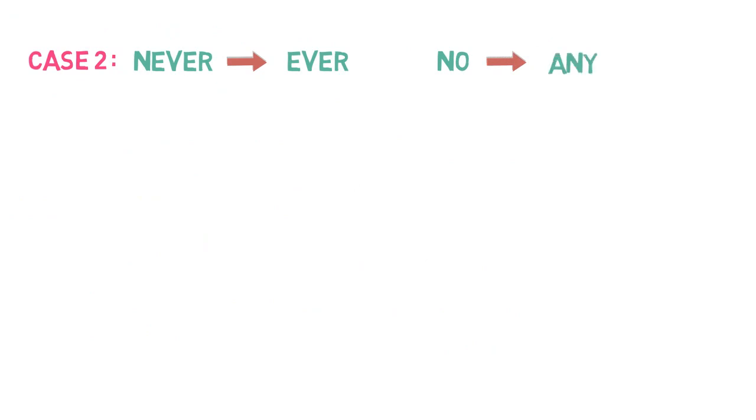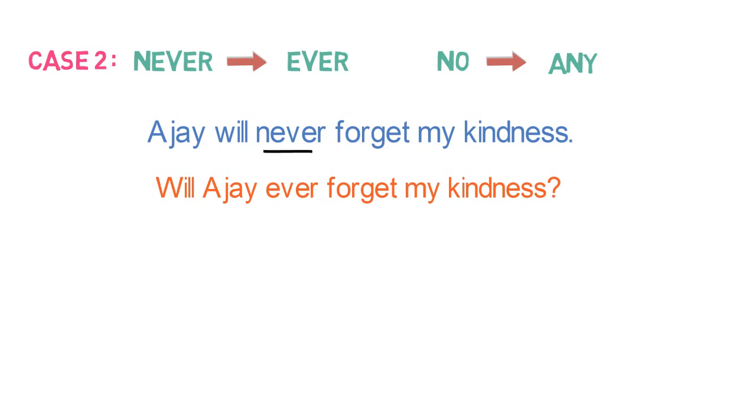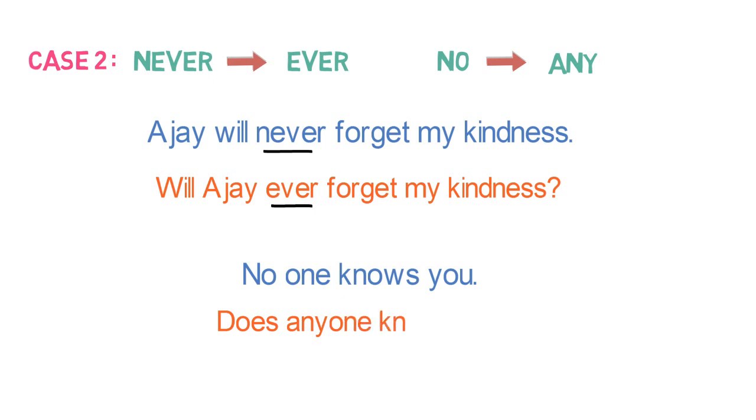Let's look into case 2. Sentences where never is used, it will be converted to ever, and where no is used, it will be converted to any. Let's look into examples of this kind of sentences. Ajay will never forget my kindness. Now converting it to interrogative sentence after applying both the steps, it will be will Ajay ever forget my kindness? Notice the word never converted into ever. Let's look into next example. No one knows you. Converting it to interrogative sentence, the sentence will become does anyone know you? Notice no is converted to any.